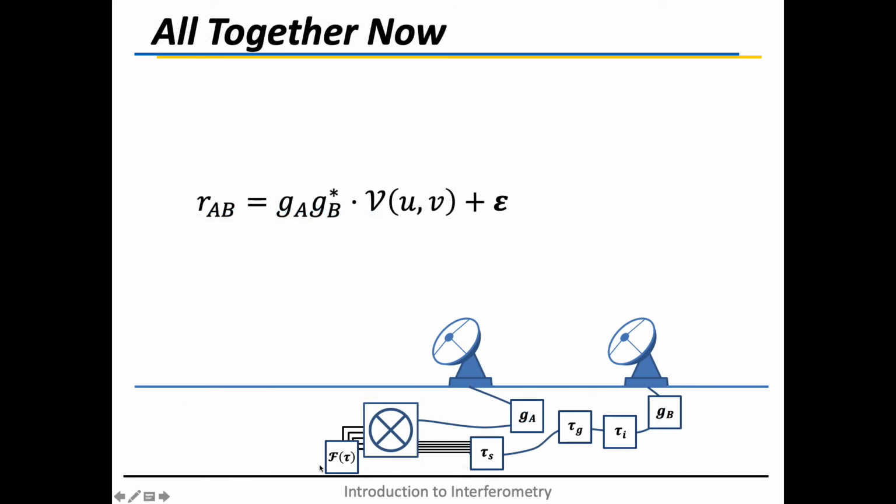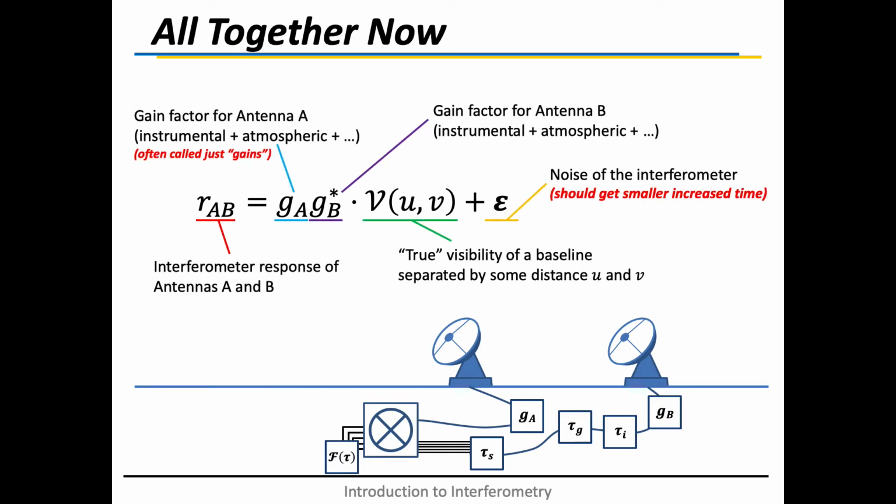So, after the data comes out of the Fourier transform block, for each frequency channel you can write out this equation for what's coming out. We've got this long equation: R is equal to G_A G_B times this curly V plus epsilon. All right, what does this all mean? Well, let's break it down a little bit here.